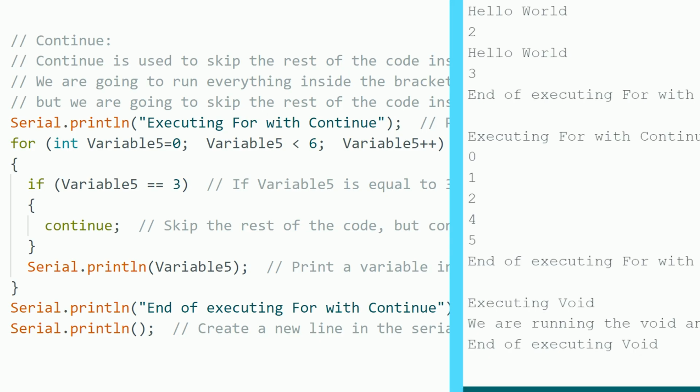There's a similar option called continue that will skip the rest of the code and continue the loop. In this example, we have the for loop printing the variable many times, but when the variable is equal to 3, it skips the rest of the code, not printing the variable, and continues running the loop. That's why in the serial monitor we don't see the number 3 printed. The difference between the break and continue is that the break exits the loop completely, while the continue only skips the following code inside the loop, but continues doing the loop.